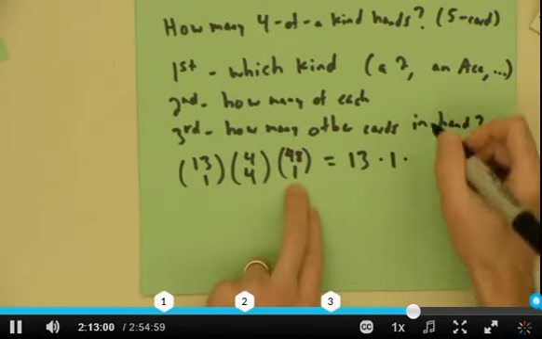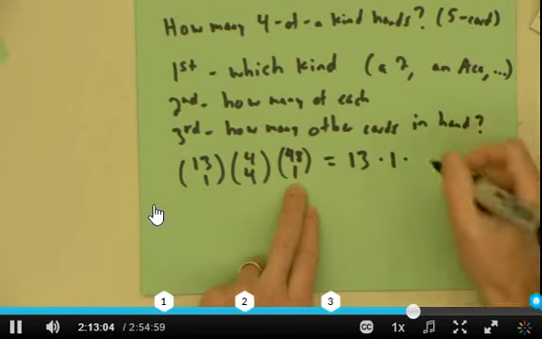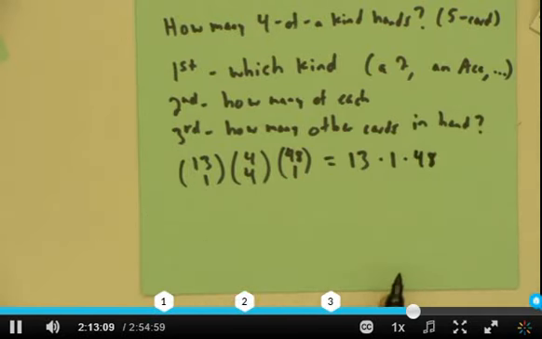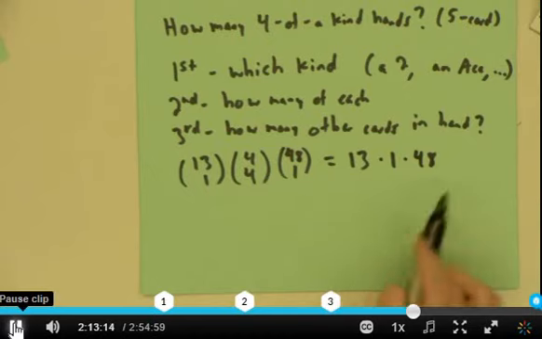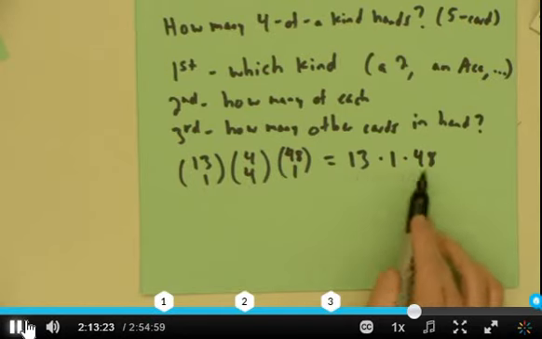And then 48 choose 1. How many ways are there to choose 1 card out of 48? There's 48 of them. 13 times 48 is how many 4 of a kind hands there are. If I wanted to make that into a probability, I could divide it by 52 choose 5. And if you look up on any website what the probability of 4 of a kind is, it will be this number over the number that is 52 choose 5.